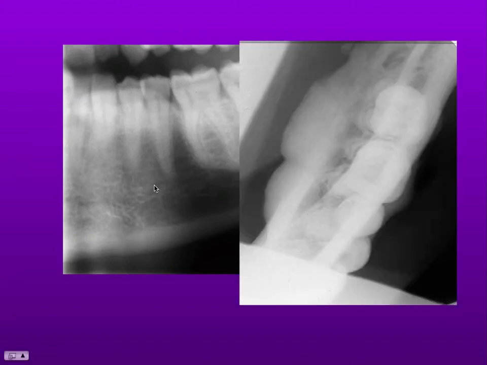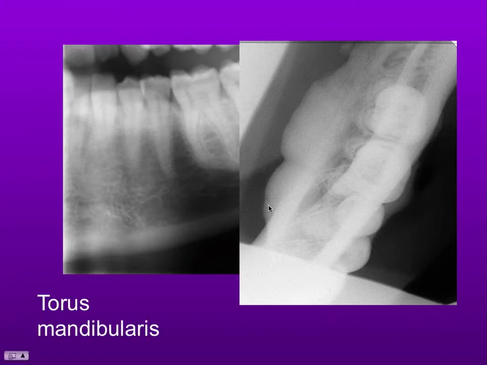On the occlusal radiograph, you'll see why we have this radiopacity. It's this bulbous projection of the lingual surface of the mandible into the floor of mouth. It's a thickening of the cortical plate. This is torus mandibularis, which, as you should know by now, is a normal variant, a thickening, as I said, of the cortical plate on the lingual aspect of the mandible, and is usually bilateral.